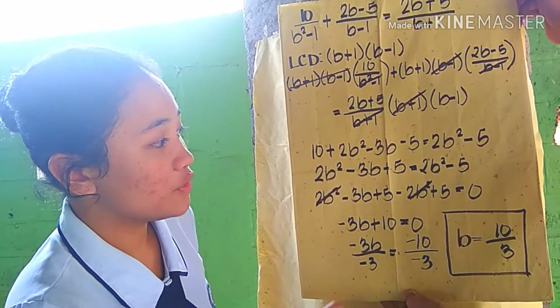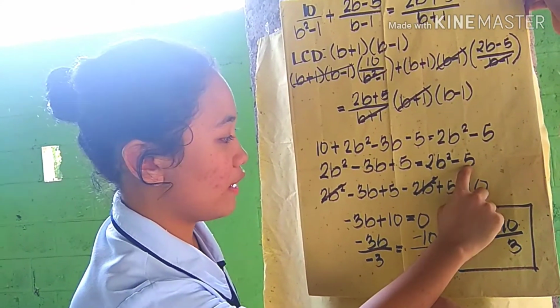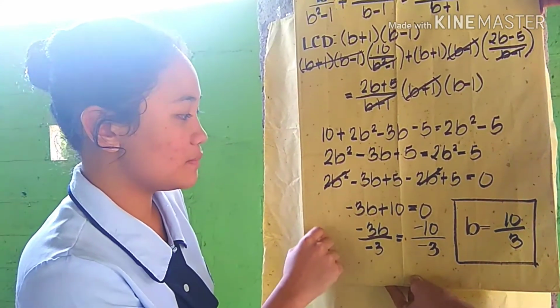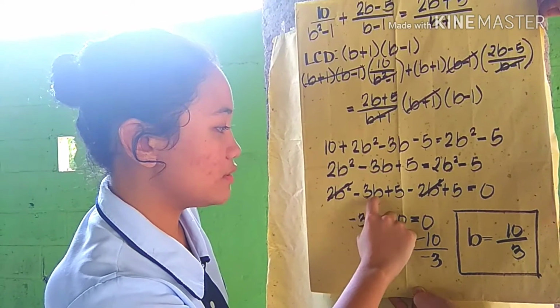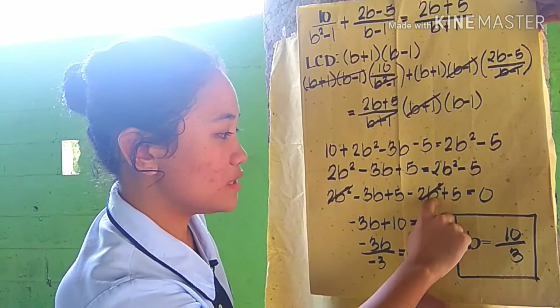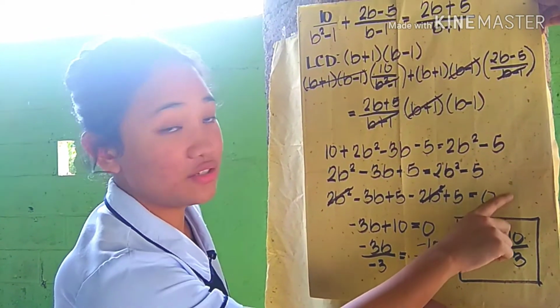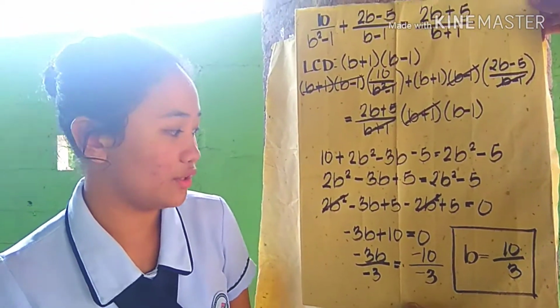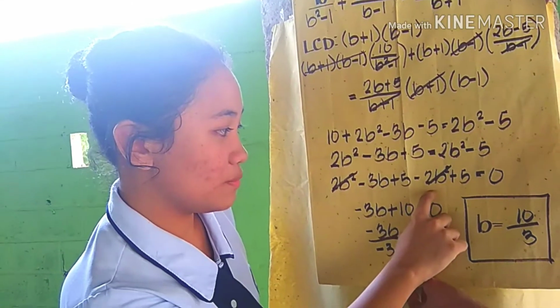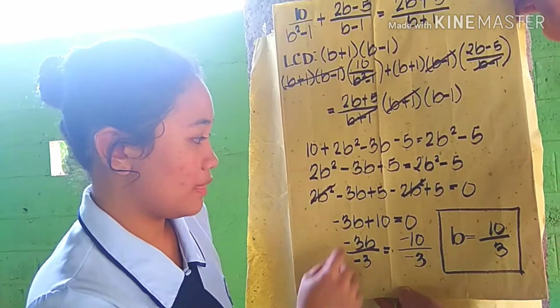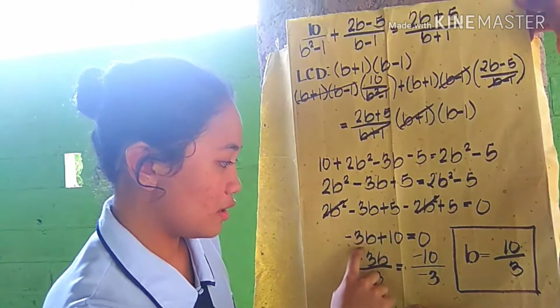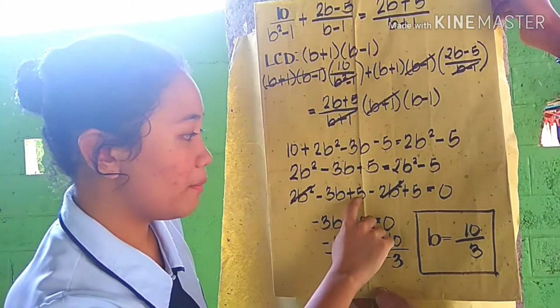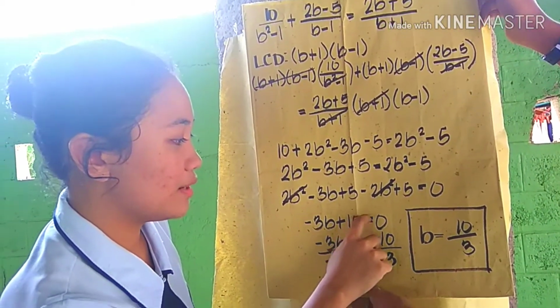And then transpose 2b squared minus 5. Then this equation must become 2b squared minus 3b plus 5 minus 2b squared plus 5 equals 0. Then again, we must combine the similar terms. 2b squared minus 2b squared equals 0. Then negative 3b, bring down here. Then 5 plus 5 equals 10, equals 0.